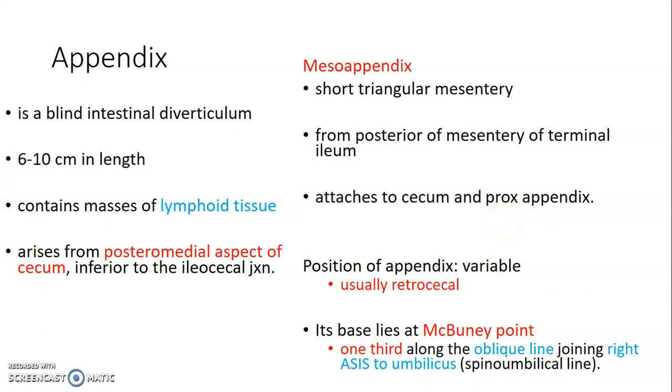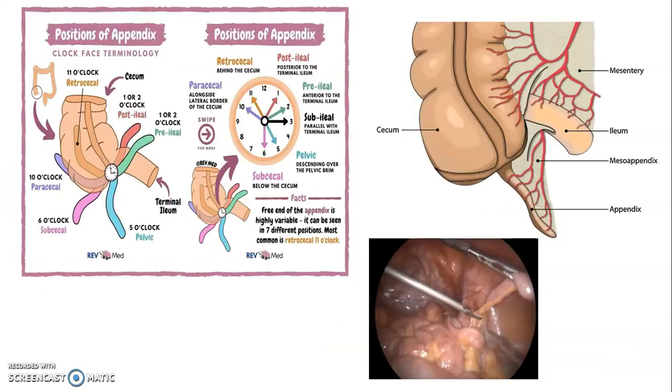Where is McBurney's point? When you join a line from the anterior superior iliac spine on the right side to the umbilicus, a third of that line from the anterior superior iliac spine is McBurney's point. So a third along the oblique spinoumbilical line is McBurney's point.